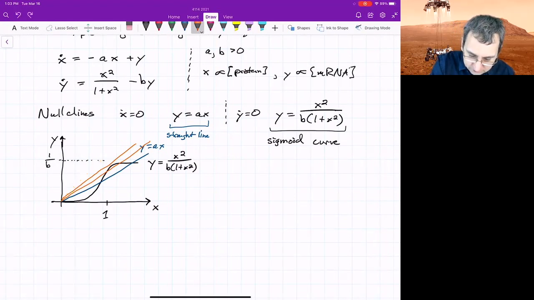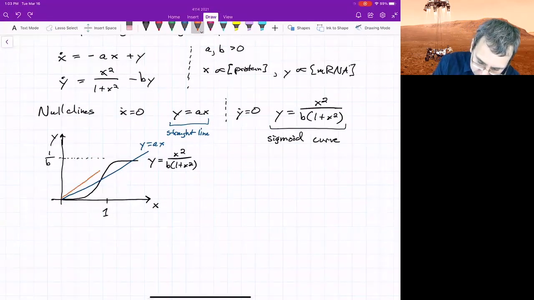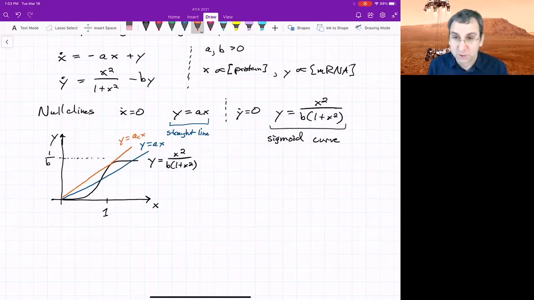This is getting kind of cluttered, so I'm going to get rid of that. I'll just do the one. It's tangent. So this would be y equals, we'll call it ax. There's some critical value of a where we have this tangency. How do we solve for that? Well, at that point, the two curves will equal each other.